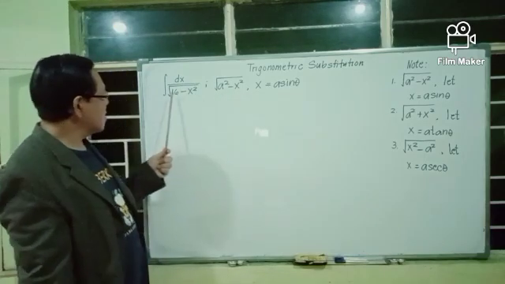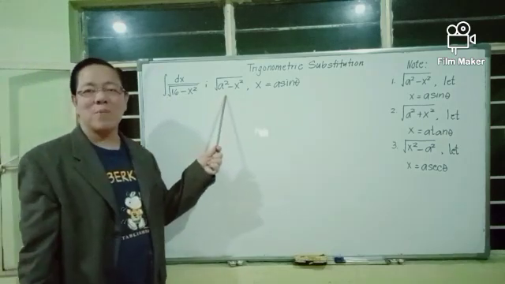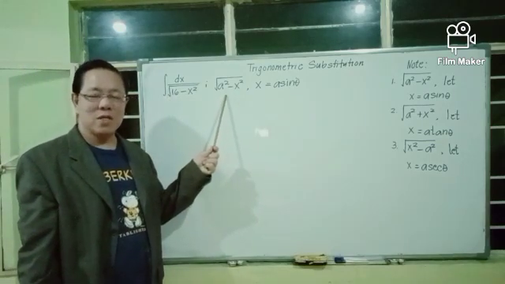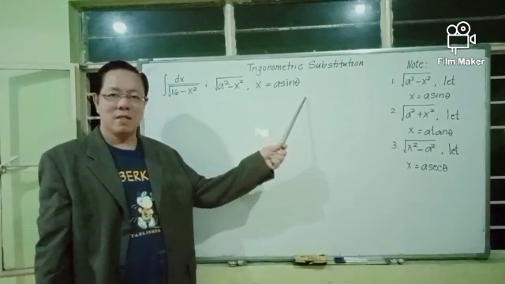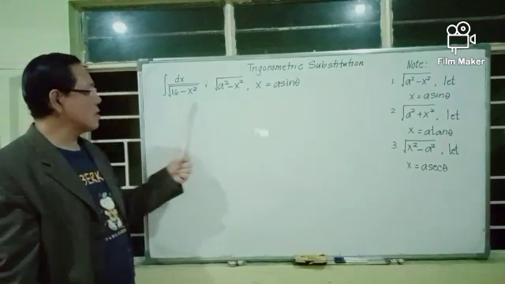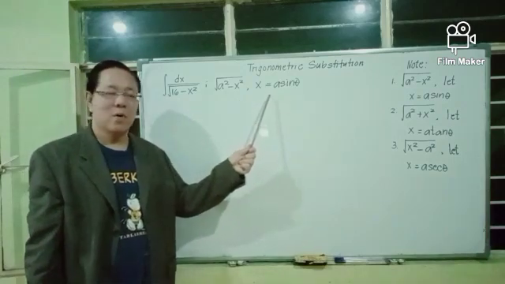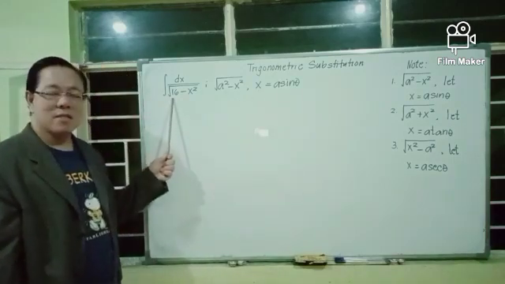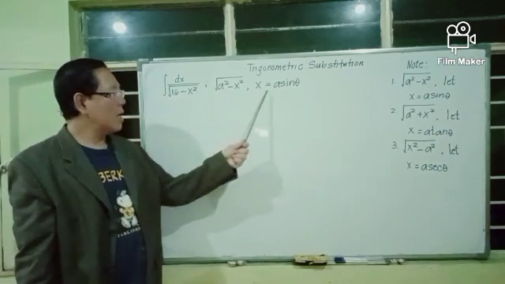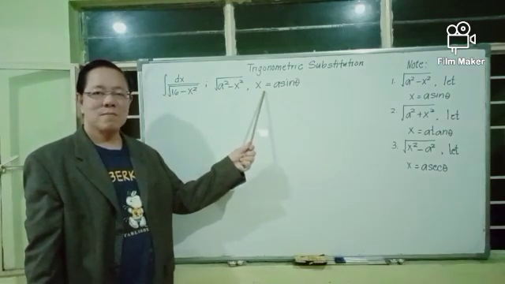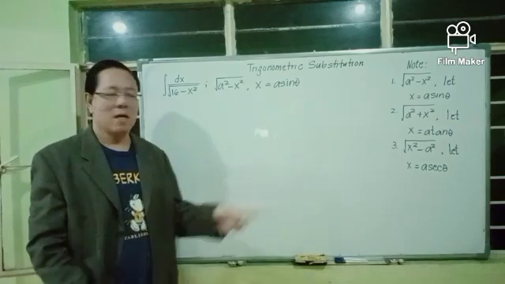And because we are given this expression, we make use of trigonometric substitution. In particular, we let x equals a sine theta. And for this example, the constant a is 4. 16 is the square of 4. Therefore, a is equal to 4. And we let x equals 4 times sine theta.